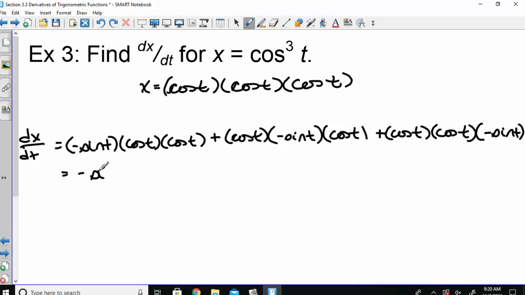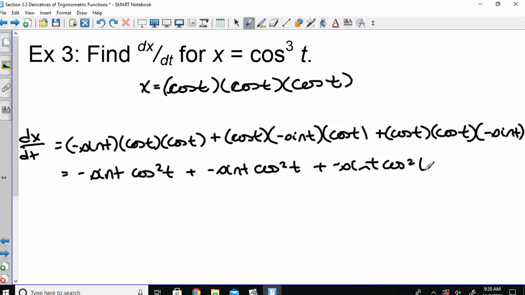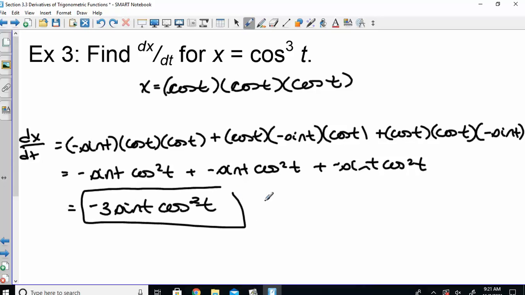If we multiply, we get negative sine t cosine squared t plus negative sine t cosine squared t plus negative sine t cosine squared t. So those are all like terms, so what's my final answer? Add coefficients, negative 1 plus negative 1 plus negative 1 is negative 3. Sine t cosine squared t.